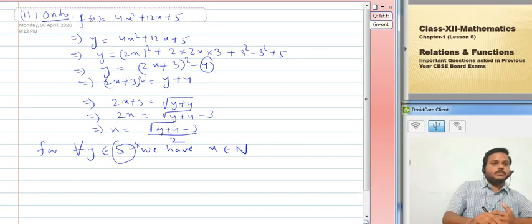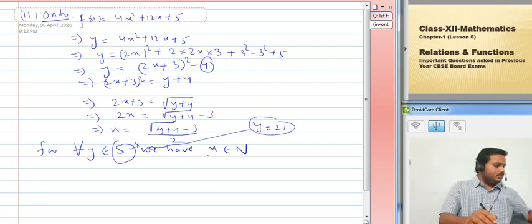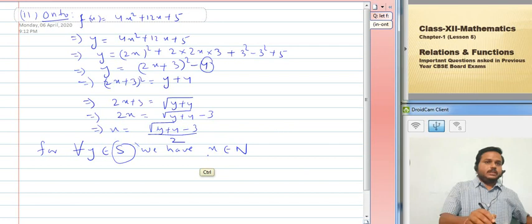For example, you take y equals 21. If I take 21, 21 plus 4 is 25, square root is 5, 5 minus 3 is 2, 2 by 2 is 1. So such elements will belong to S. So for all y belonging to S, we have x belonging to N. You write this statement at last, and after writing this one, you conclude that this is a true statement.